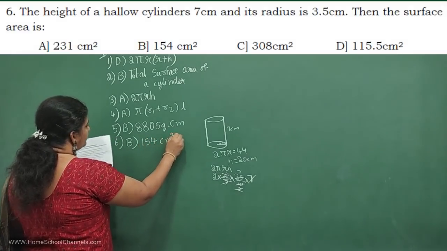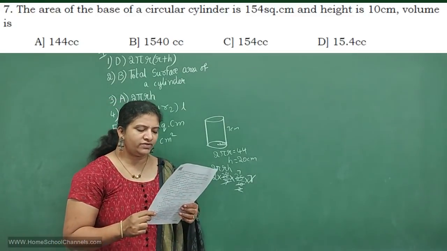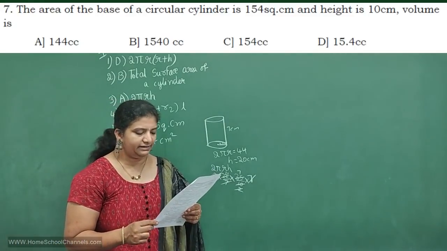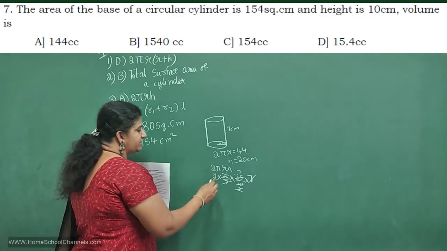Coming to your seventh one, the area of the base of a circular cylinder is. Area of the base of a circular cylinder.